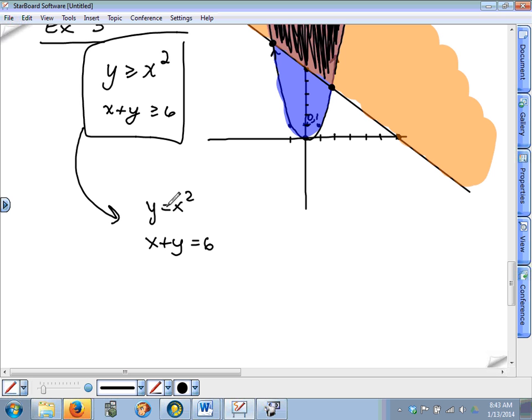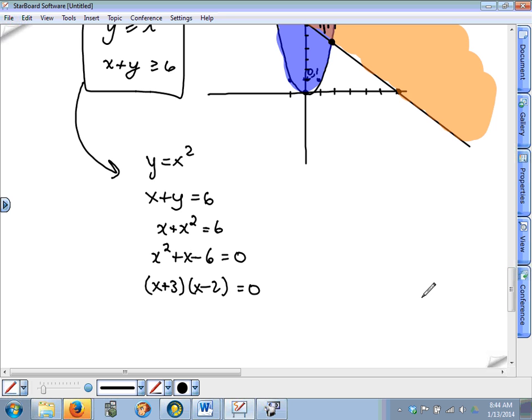So if y equals x squared, then this bottom equation becomes x plus x squared equals 6. So x squared plus x minus 6 equals 0. That factors into x plus 3 times x minus 2. Sorry I'm going so fast, we're running out of time here. The two values for x are x equals negative 3 and x equals positive 2.